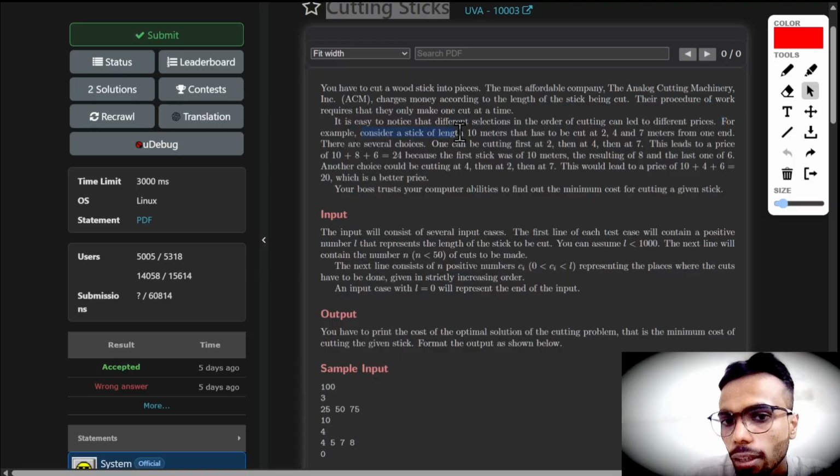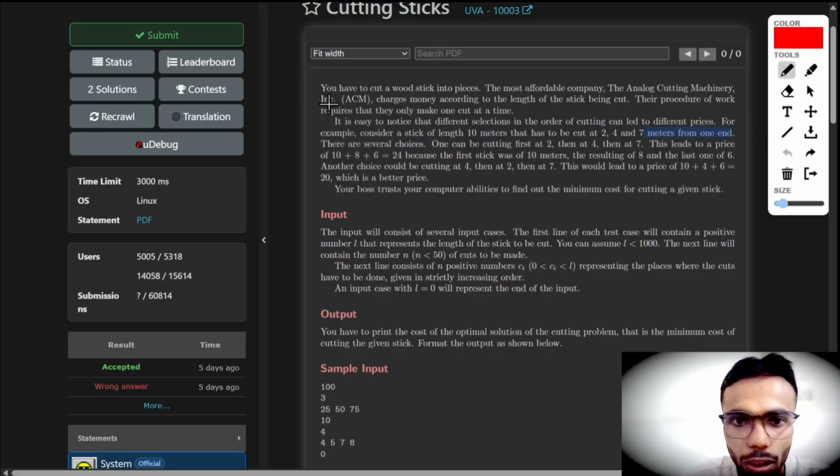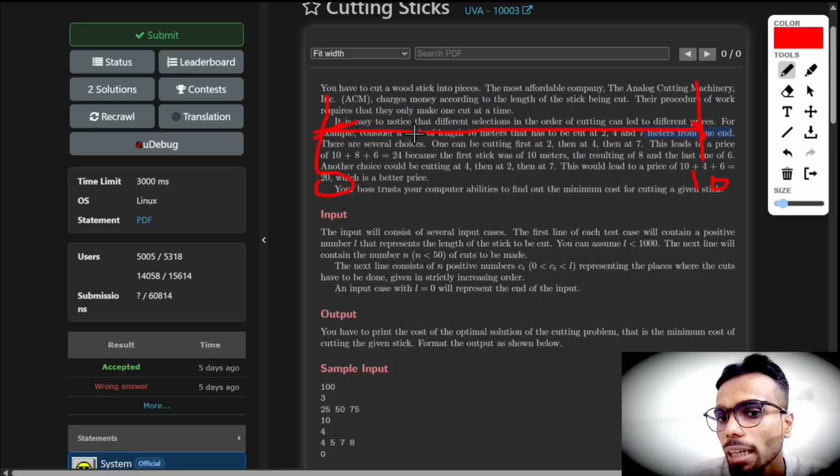For example, consider a stick of length 10 meter that has to be cut at 2, 4, and 7 meter from one end. Basically, can we say that it is a coordinate given, in which we are performing a cut? Let's say this is our stick of 10 meter. So from here it starts at one end and here it ends. So basically from one end I'm cutting at 2, 4, and 7 length. So basically I can map that.